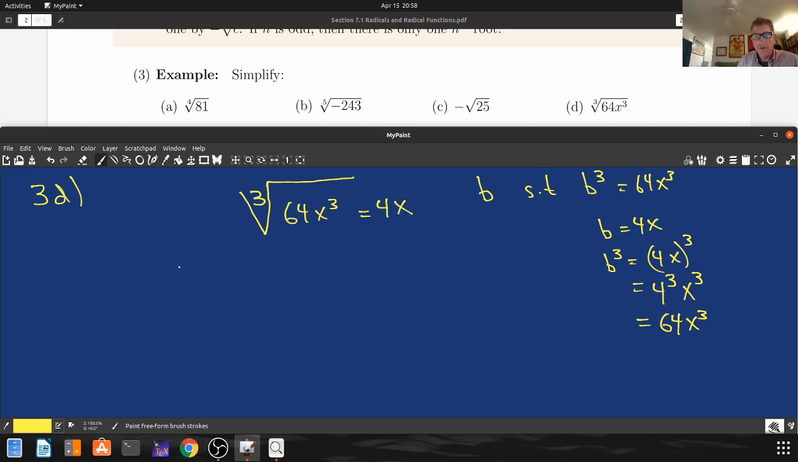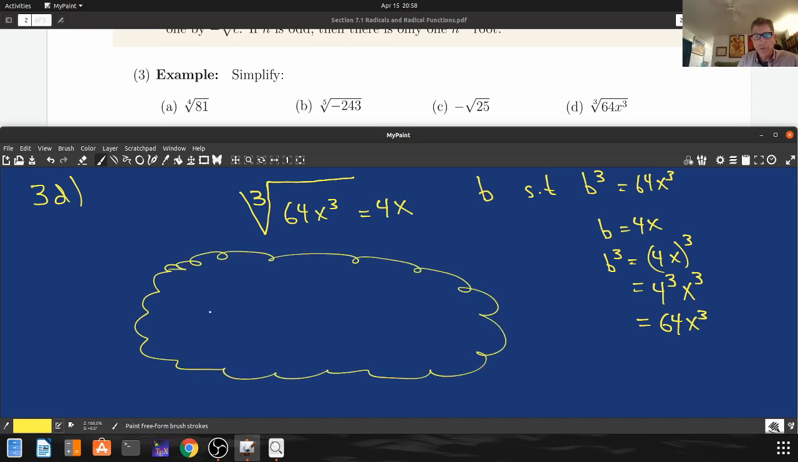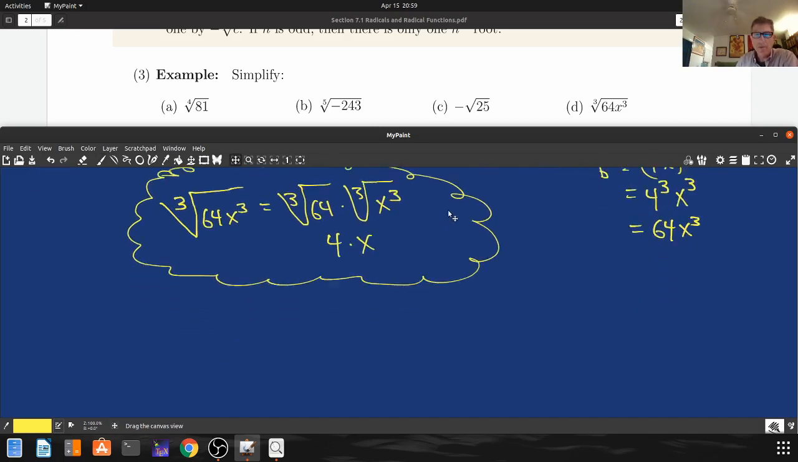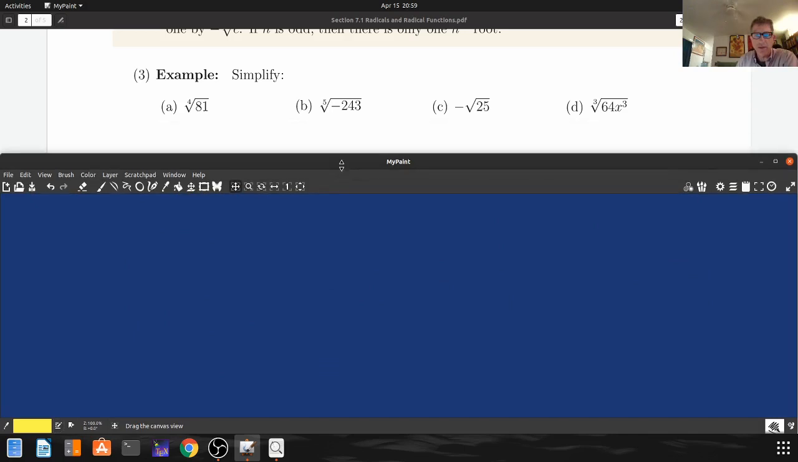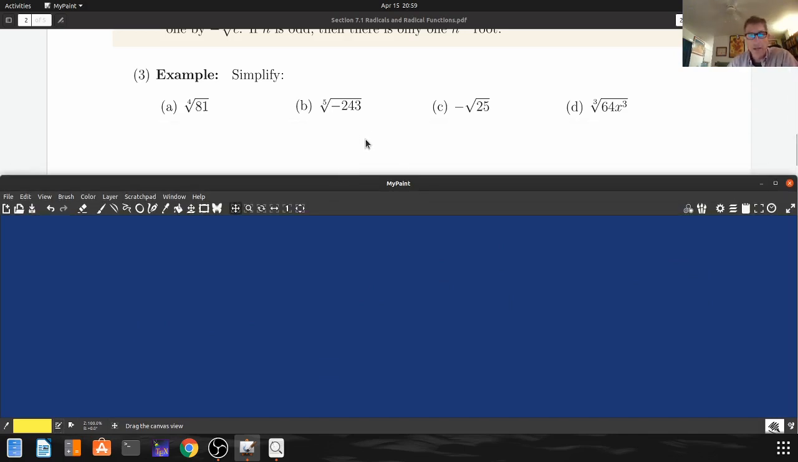4x. And for those of you who are already a little bit more advanced, we will have a rule that says the cube root of 64x cubed is going to be equal to the cube root of 64 times the cube root of x cubed. And that'll make it a lot easier, because then you know automatically it's going to be 4 times x. But we've not been given that rule yet. It's coming. I'm hoping it's coming. At some point it comes.